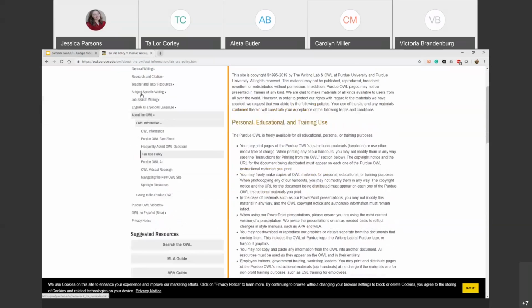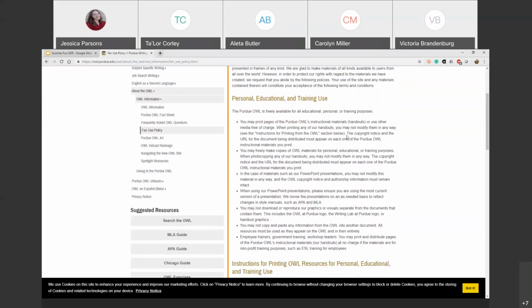But as this states, you would be allowed to use the materials under some restrictions under fair use. But again, fair use isn't really OER.